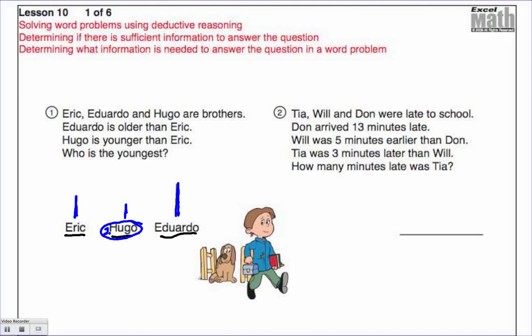All right, number 2, Tia, Will, and Don are late to school. Don arrived 13 minutes late. Will was 5 minutes earlier than Don. Tia was 3 minutes later than Will. How many minutes late was Tia?